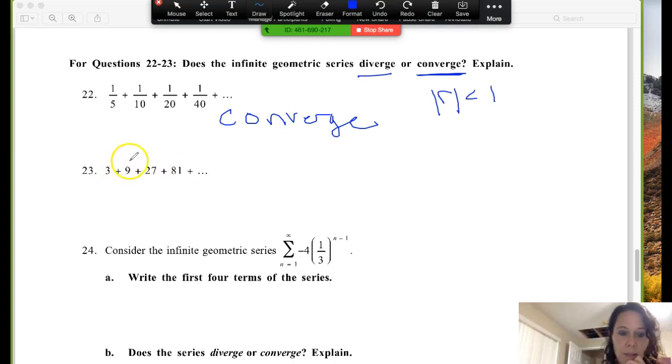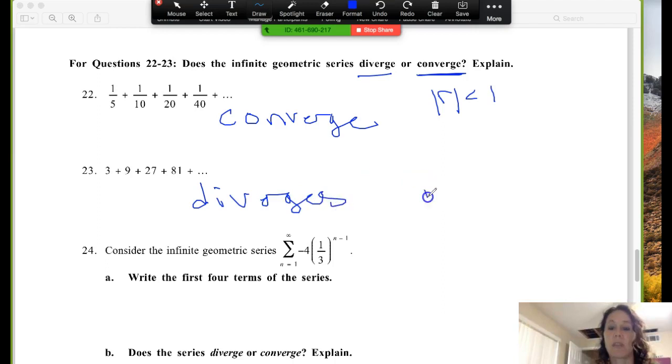Now this one: 3, then 9, then 27, then 81, it's going to get bigger and bigger. So I'm just going to keep adding on bigger numbers. It diverges. It just blows up. Okay, this diverges. That's when your ratio is greater than 1. If it's equal to 1, that would still be greater than or equal to 1. If your ratio equals 1, you just keep adding 1 forever. It's going to get bigger.